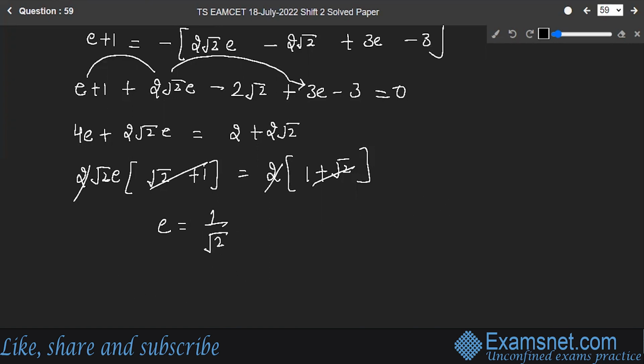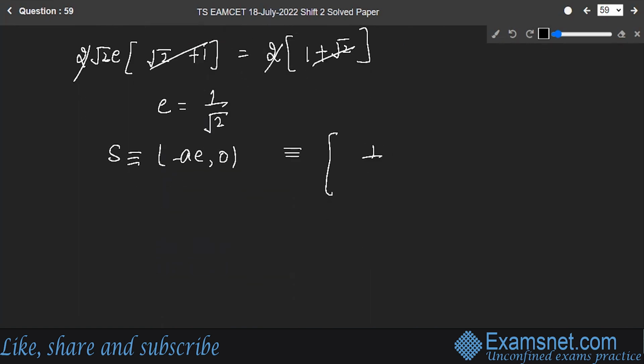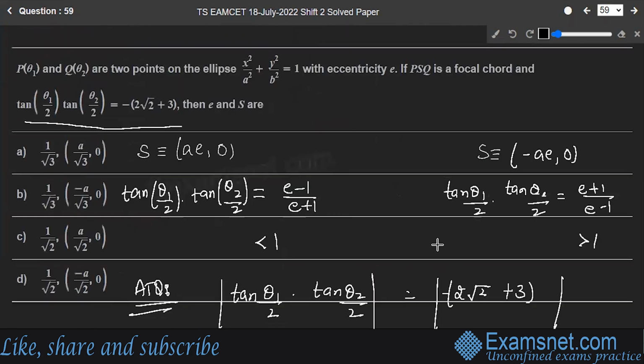Right? And in this case, of course, S was equal to (−ae, 0). That means e is this, multiplied by −a, comma 0. So the coordinates will be (−a/√2, 0). Let's check with the options. We have to find out e and S. e is 1/√2, which is in options C and D, and S is −a/√2. That means option D is the correct answer.